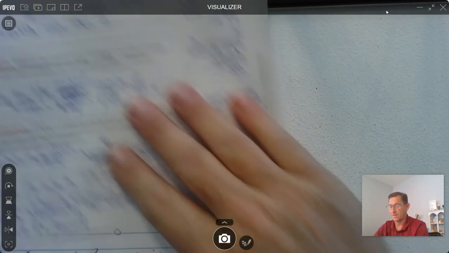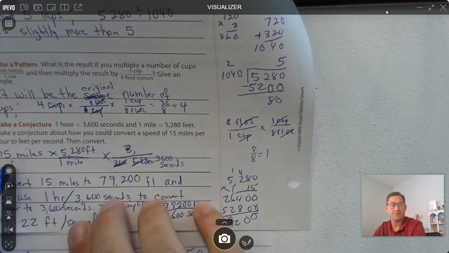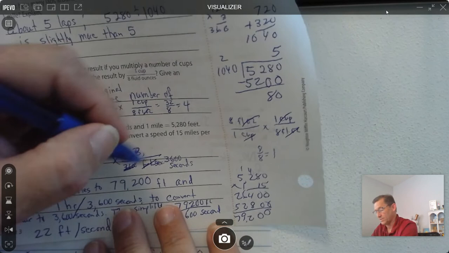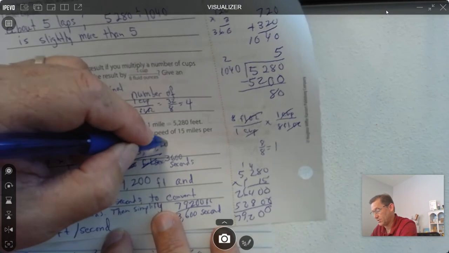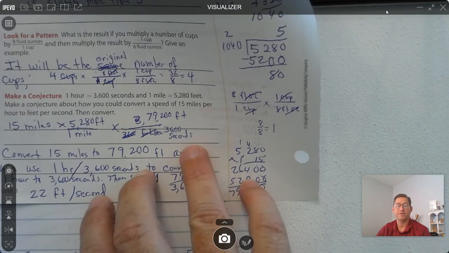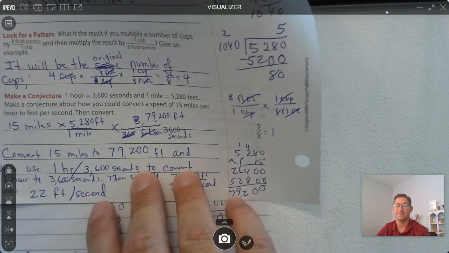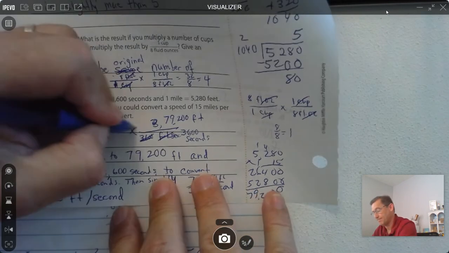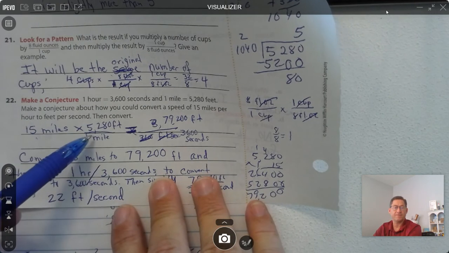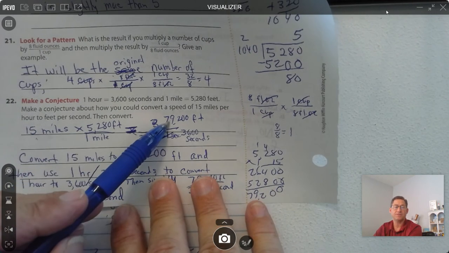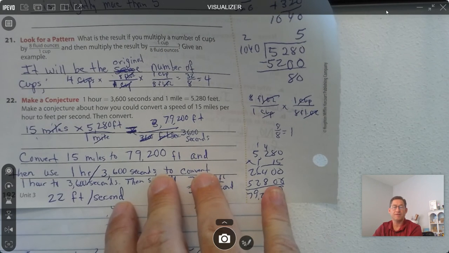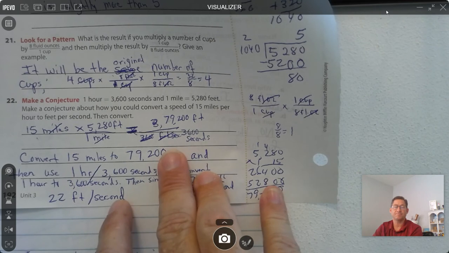All right, so again, basically what we did was change the number of miles to feet, which left us 79,200 feet. And we're going to divide by 3,600 seconds. That's not times, it's equal. Okay, 15 miles times 5,280 feet is 79,200 feet. The miles cancel out or divide out. And then we have 3,600 seconds.